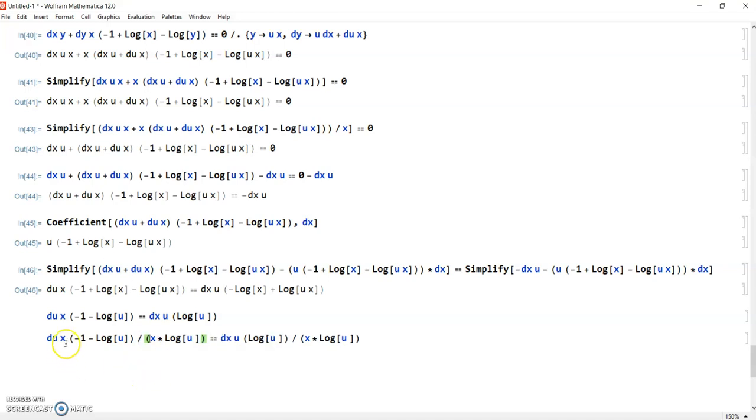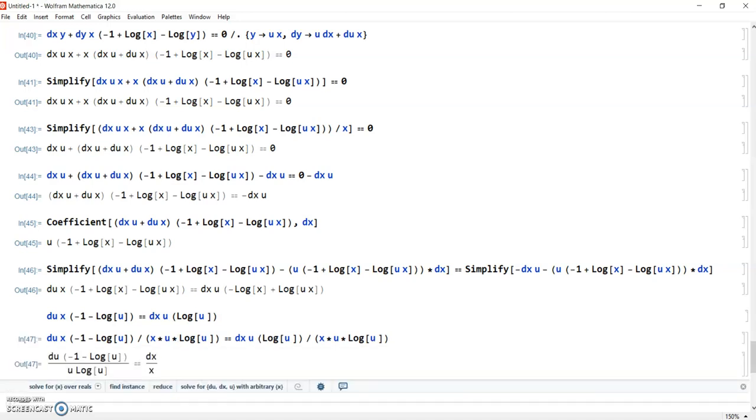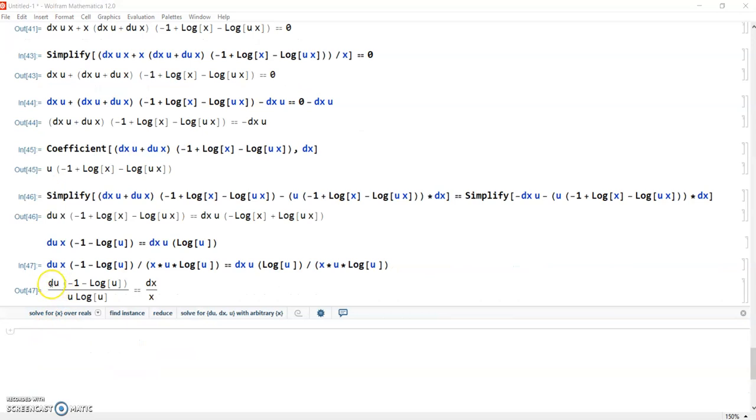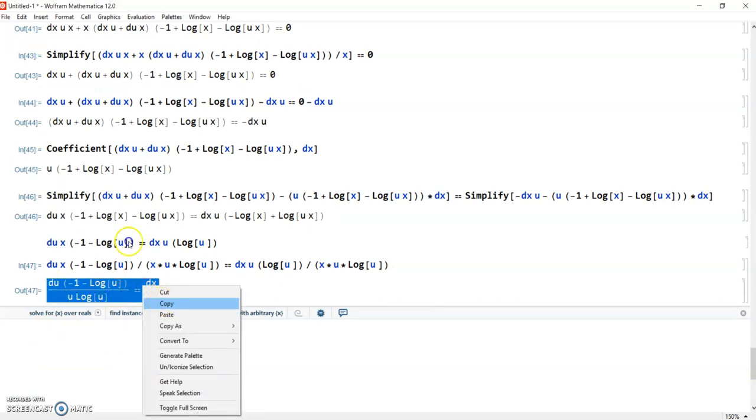Okay, so with this I think x is removed from here, and then log u is removed from here, and then oh, there is u as well. So I have to divide by u. So u goes here, and u times here. So I think with this, everything will be separated out. So now we get this. Okay, du times -1 over u log u, equal to dx over x. Okay, so now we can remove this du and dx from both sides.